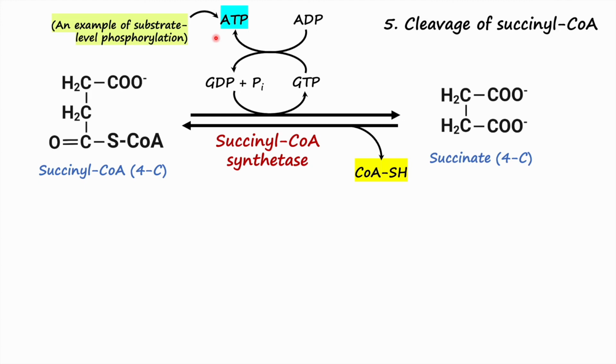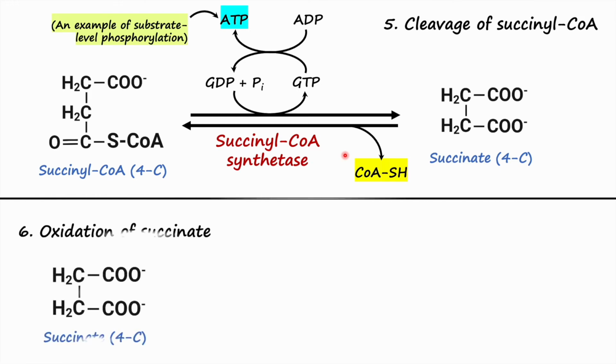Whereas the other way of synthesizing ATP is to transfer the electrons from reduced coenzymes such as NADH and FADH2 to the electron transport chain. So there are two different ways of synthesizing ATP: one is through the electron transport chain and another is through substrate-level phosphorylation. And ATP synthesis by substrate-level phosphorylation is the only such reaction in the TCA cycle. So the fifth reaction, which is a reversible reaction, is the cleavage of succinyl coenzyme A.